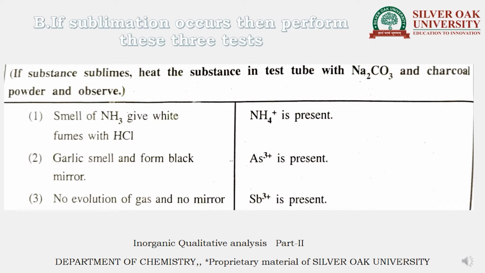So if there is a smell of ammonia, I have previously told how to determine the smell of ammonia, and it gives white fumes with HCl, then ammonium ion is present. If a garlic smell comes from your test tube, then arsenic may be present, and if there is no evolution of gas, then antimony Sb+3 may be present in your salt. So let's see in this next video.